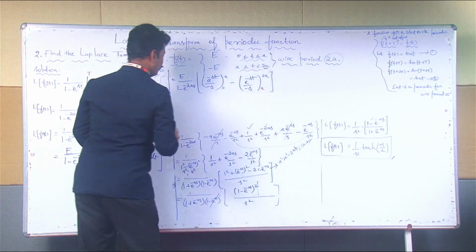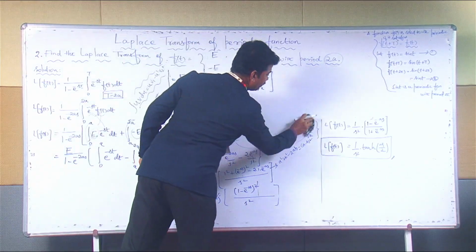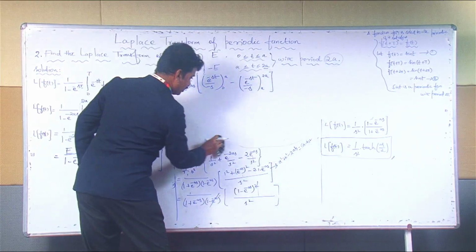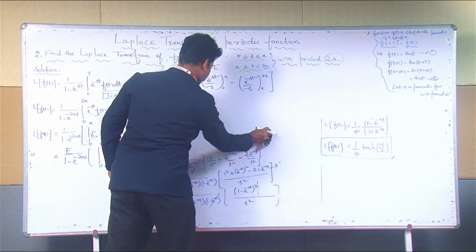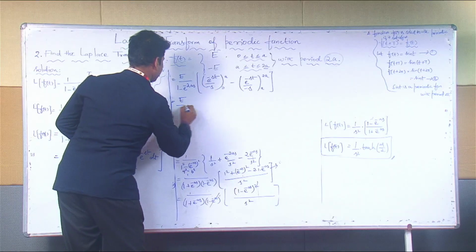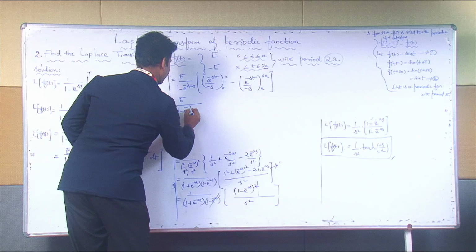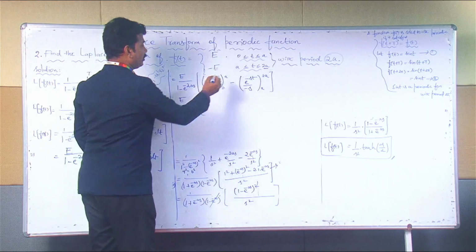Now we are going to apply the upper limit as well as the lower limit. I am going to connect this problem to the previous problem. How am I going to connect? Look at the beauty of this problem. Here e divided by 1 minus e power minus 2as, the same thing as it is. I am going to apply the upper limit.